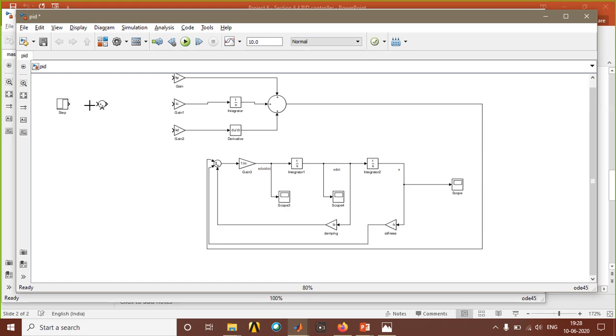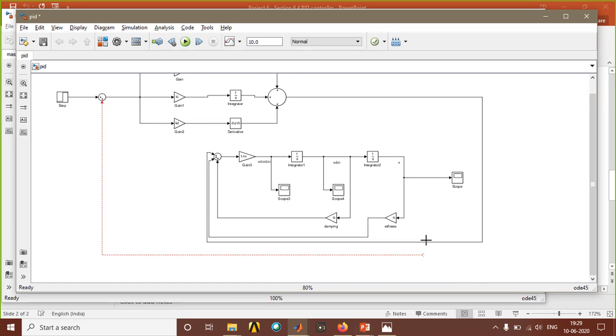Put this here, bring everything to here. Okay, now what am I supposed to put here? My output. Output is nothing but the distance traveled by my suspension system. Okay, that's all, guys.